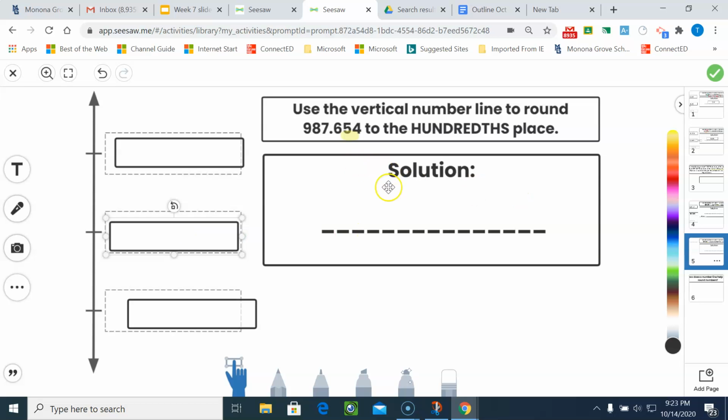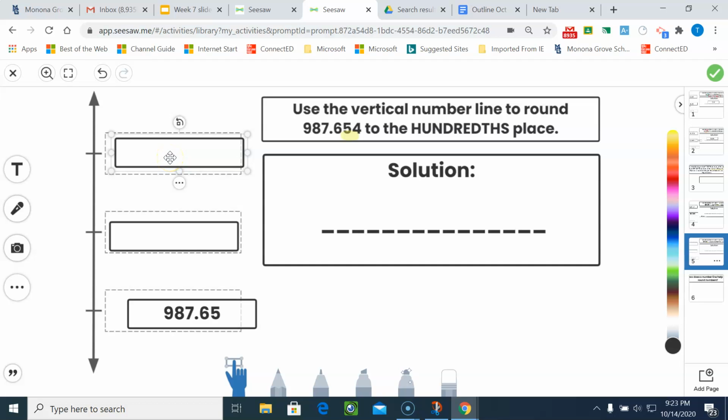All right, so now here we go. I'm going to put in my ends. So I've got my hundredth spot underlined. Everything in front of that hundredth spot is going to stay the same. So I plug in my 987 and 65 hundredths. So I'm going to keep it at 65. Okay, or one more up would be 66. So then that's going to be my top end.